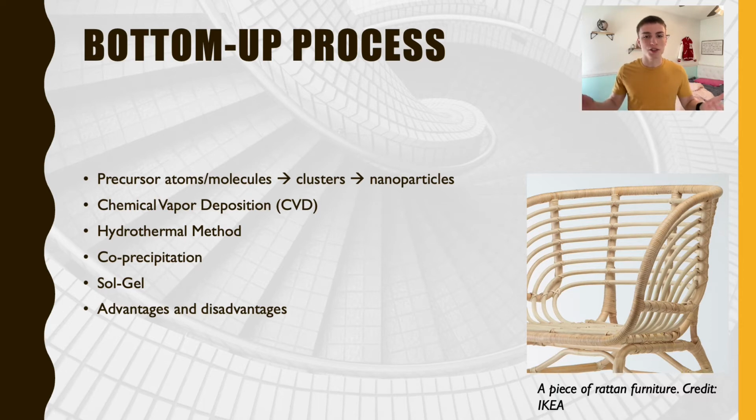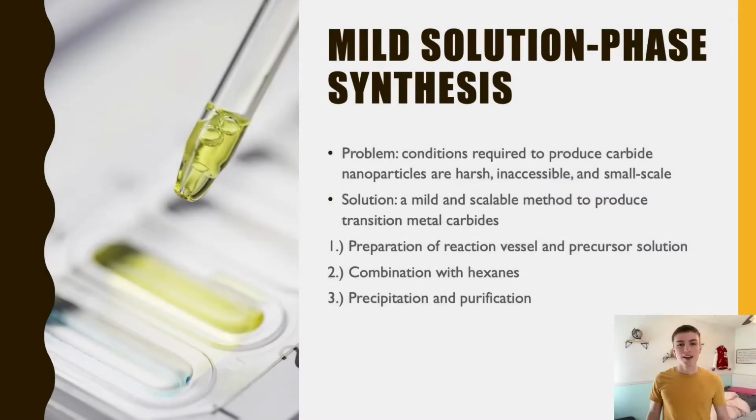I just thought that was really interesting how they use the organic material to create the nanoparticle. But that is how nanoparticles are created from atoms, and they scale them up to create the final nanoparticle. While both the top-down and the bottom-up processes are necessary to create nanoparticles and they're currently the industry standard, they do have some problems. The conditions to produce the carbide nanoparticles are harsh, mostly inaccessible, and they only produce a small amount of nanoparticles at a time.